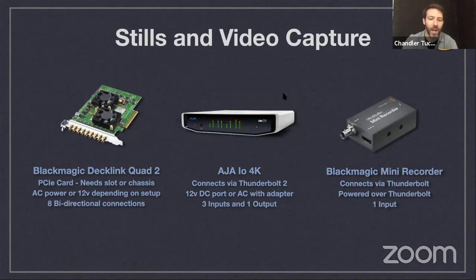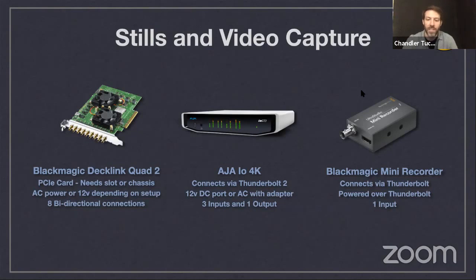Next, we have the AJA IO 4K. This is a nice self-contained device. It connects via Thunderbolt 2. It is currently set up as a 12-volt DC port, but it does come with an included AC adapter if you do want to run it off of AC power. This device has 3 inputs and 1 output.